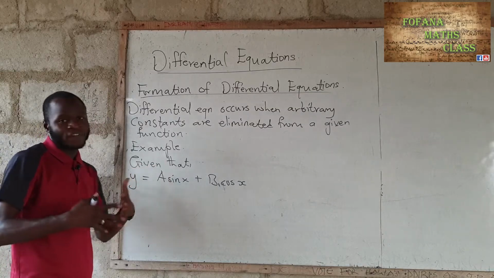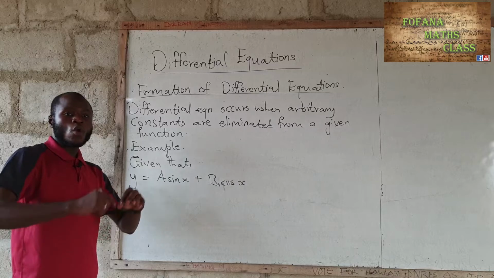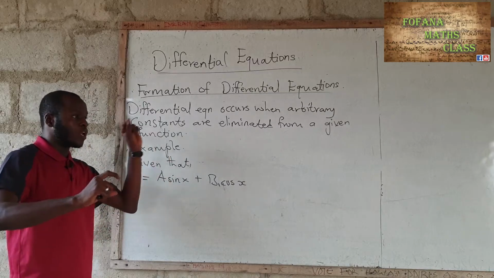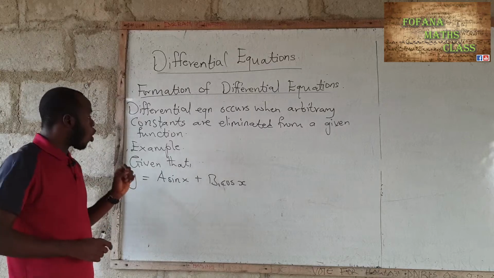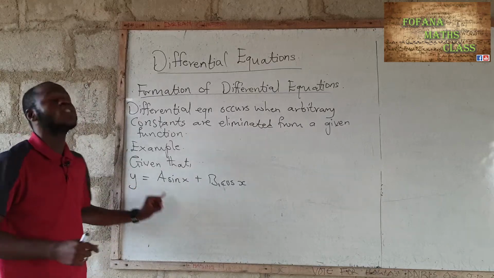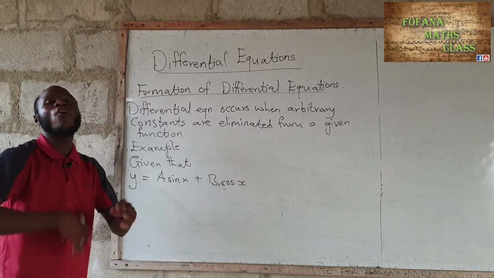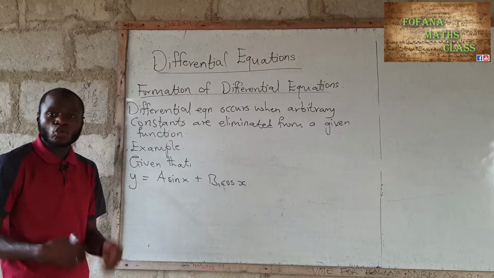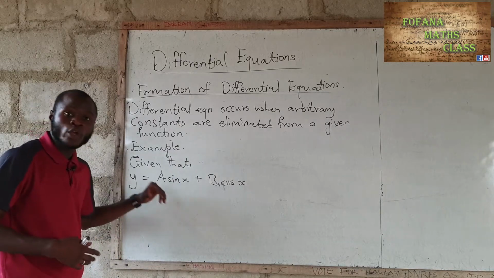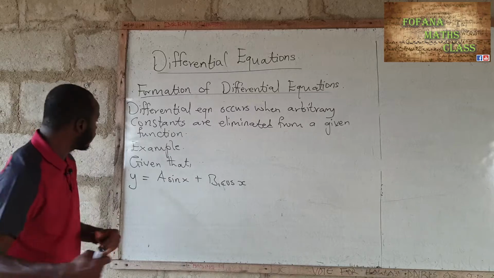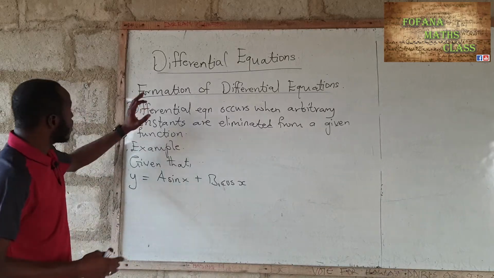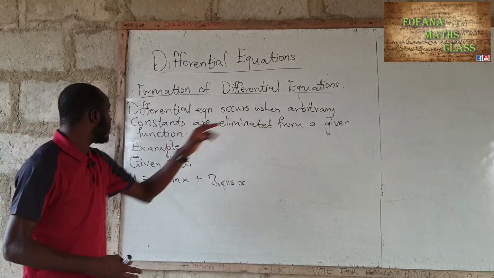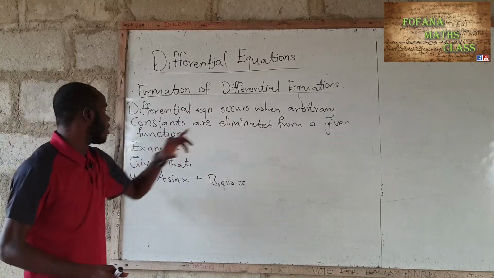Here a function will be given to you in y form. They'll give it to you as f of x or f of y, with the expression, or maybe y is equal to something. Then you form a differential equation out of the expression or equation given to you. A differential equation occurs when arbitrary constants are eliminated from a given function.